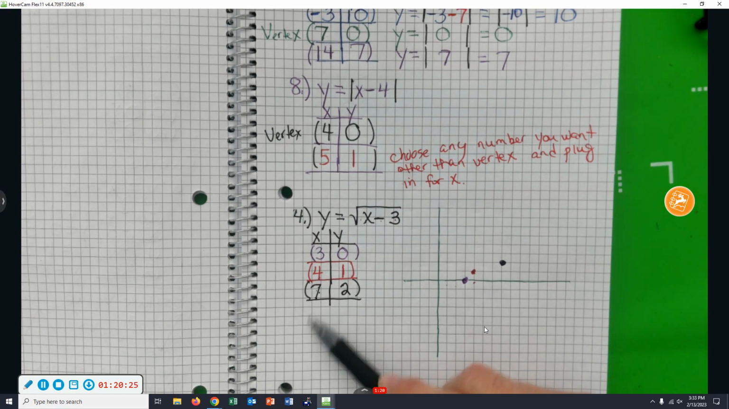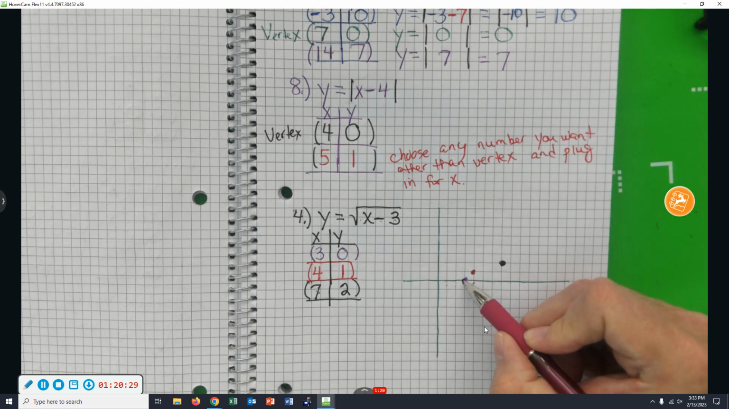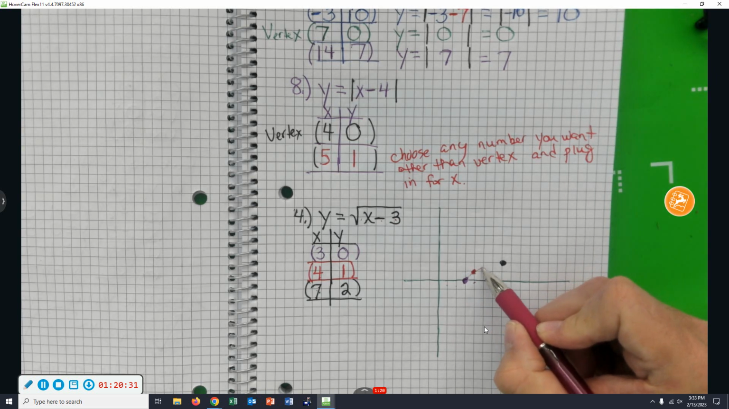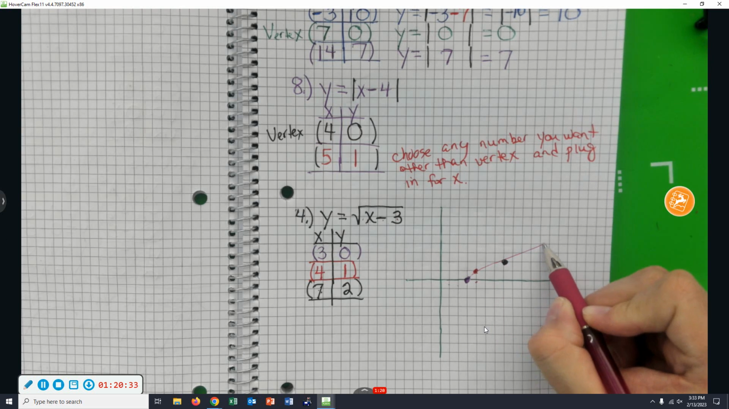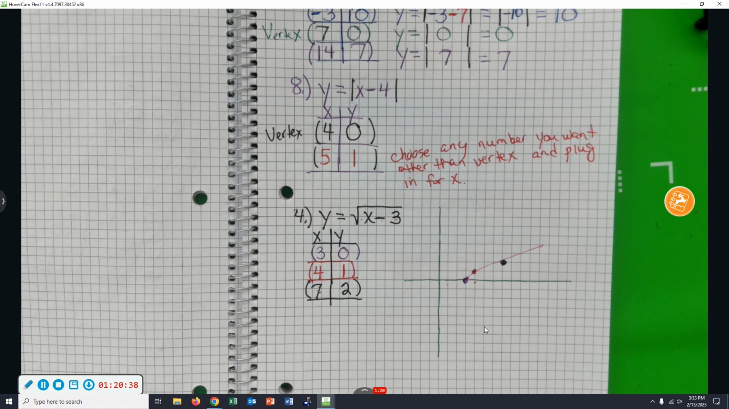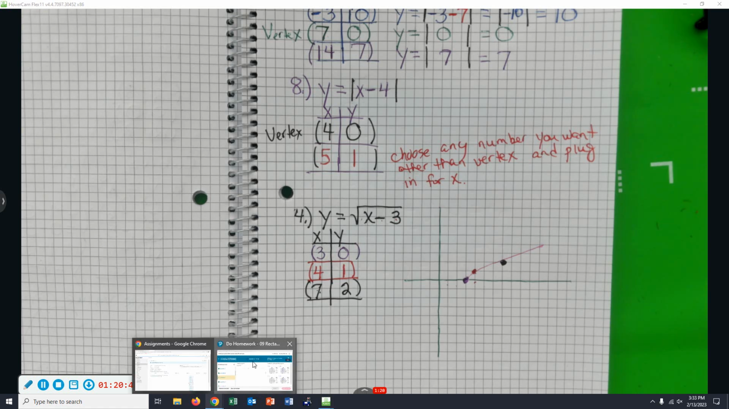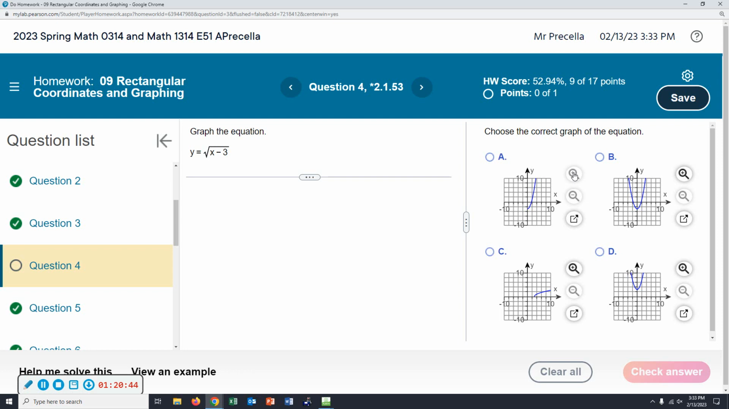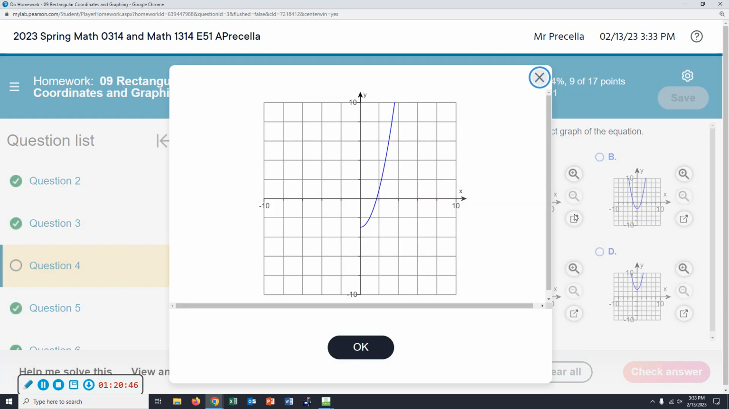And I can keep putting bigger and bigger numbers in there. If I just started connecting the dots, it just sort of does like that. Okay? But what you would do probably is once you have a few points, just start looking at each answer choice.